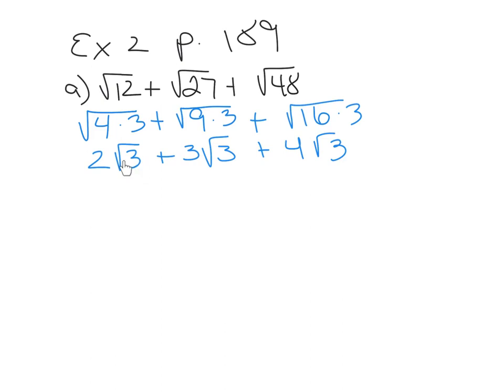Now I can add these because they all have the square root of 3. I add the coefficients. 2 plus 3 is 5. 5 plus 4 is 9. So I end up with 9 square root of 3.